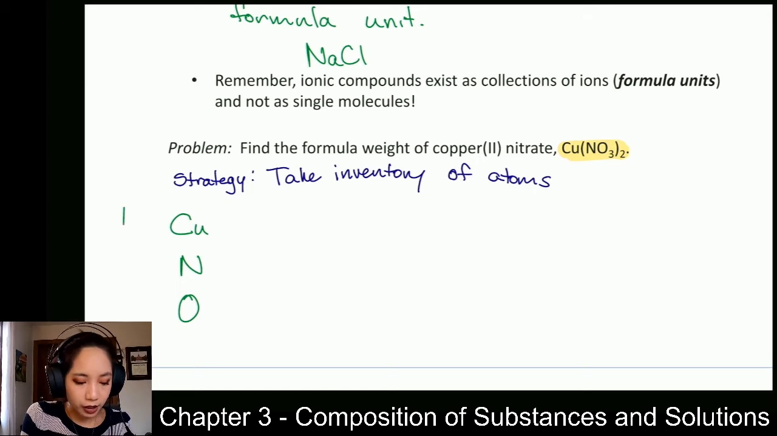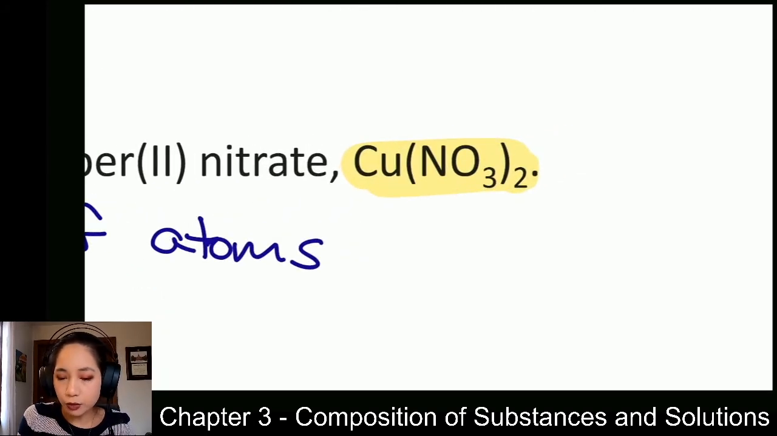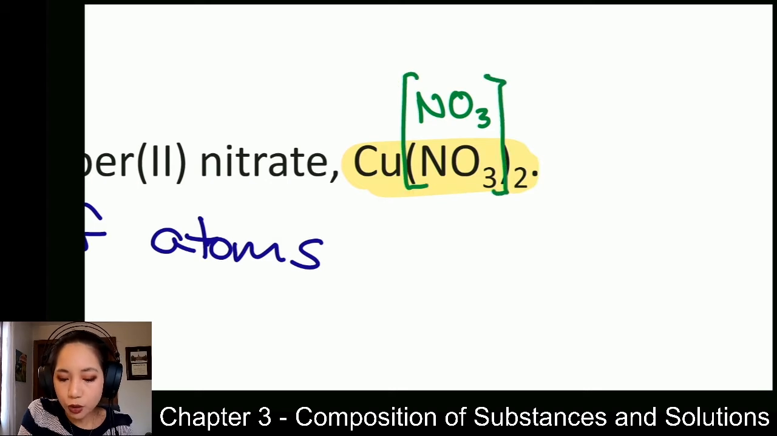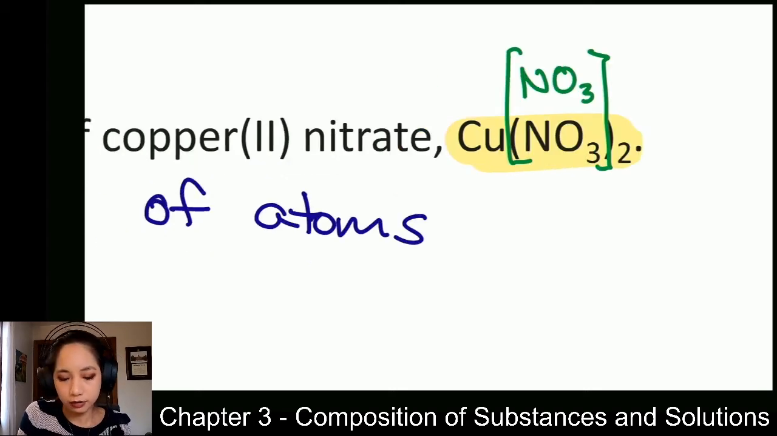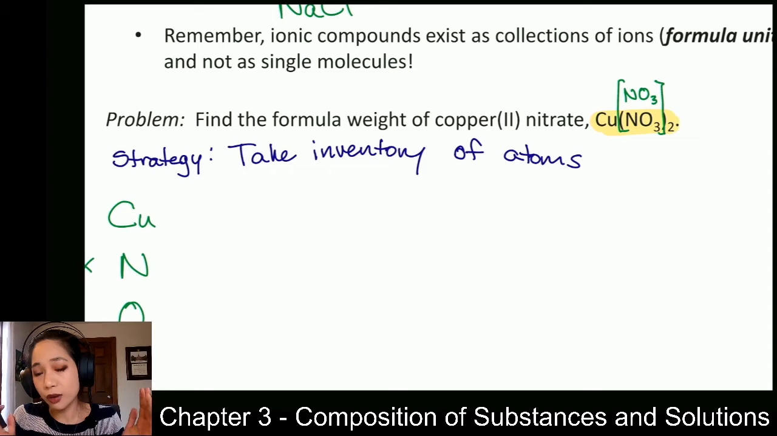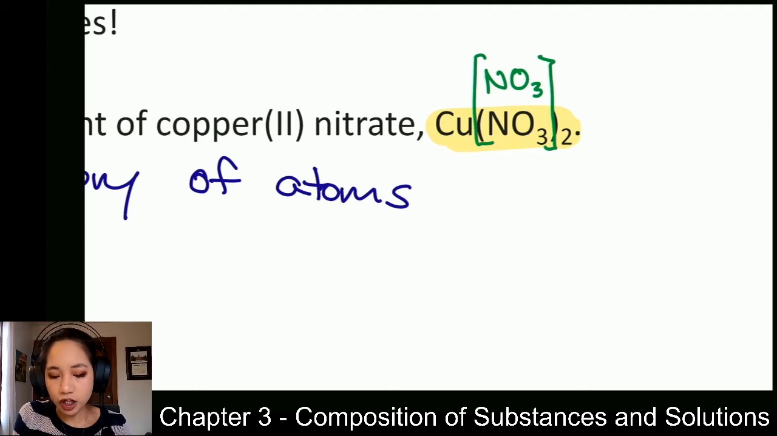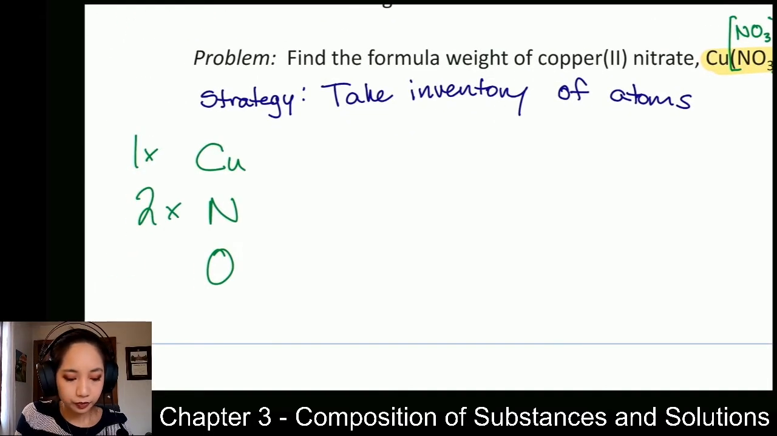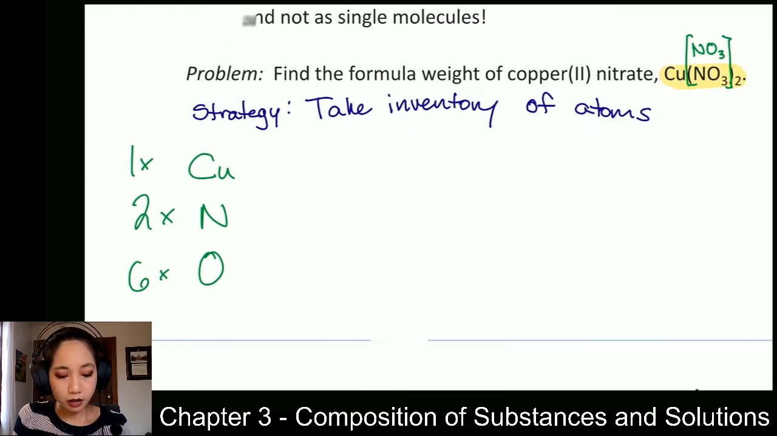So copper, it looks like there's just one. Nitrogen, so if we look at this, there are 2 nitrate anions. So total, there are 2 nitrogens here, because of that 2 subscript in parentheses around the whole nitrate anion, that polyatomic. And then if we think about the same thing with oxygen, essentially we're applying this 2 multiplier to the whole nitrate polyatomic anion, so there's a total of 6 oxygens there. 6 oxygens.